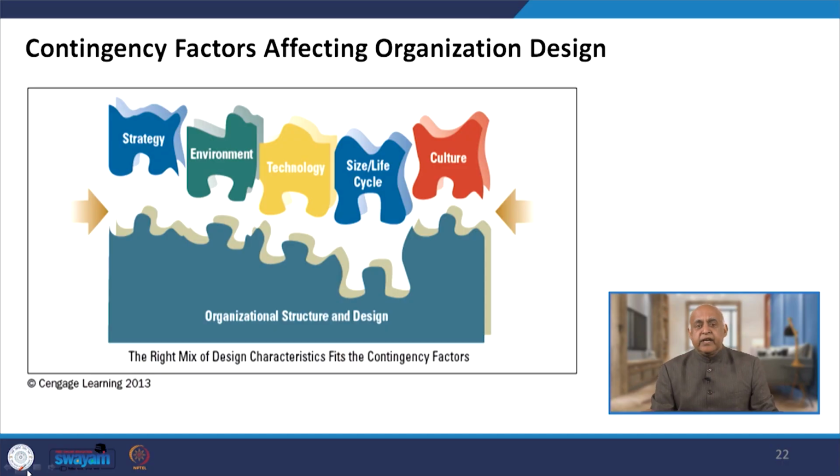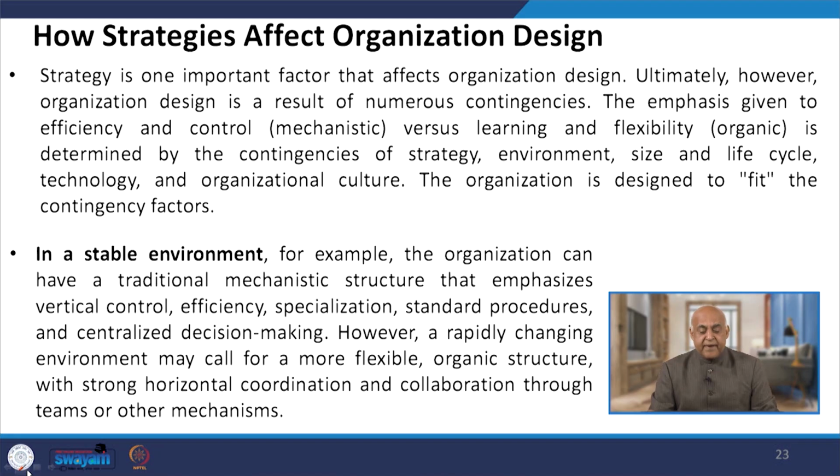So, strategy, environment, technology, size, life cycle, culture, organization structure and design. The right mix of design characteristics fits the contingency factor. So, you have to see whether it is the strategy, environment, technology, life cycle or the culture, and accordingly decide. That is how strategy affects organization design. It is a factor affecting the organization design. Ultimately, however, organization design is a result of numerous contingencies.